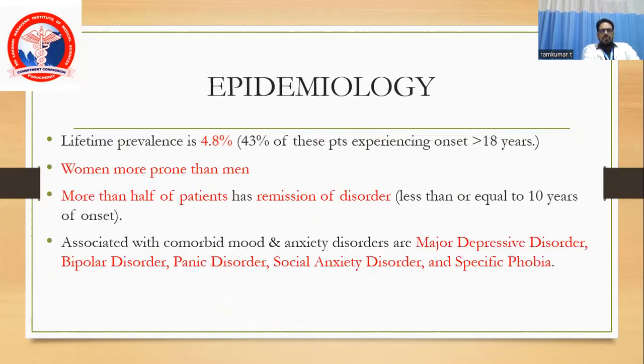Epidemiology. Lifetime prevalence is 4.8%. 43% of these patients experience onset after 18 years. Women are more prone than men. More than half of patients have remission of the disorder within 10 years of onset. It is associated with comorbid mood and anxiety disorders, such as major depressive disorder, bipolar disorder, panic disorder, social anxiety disorder, and specific phobia.